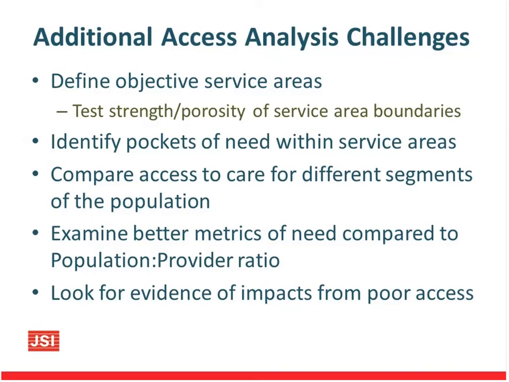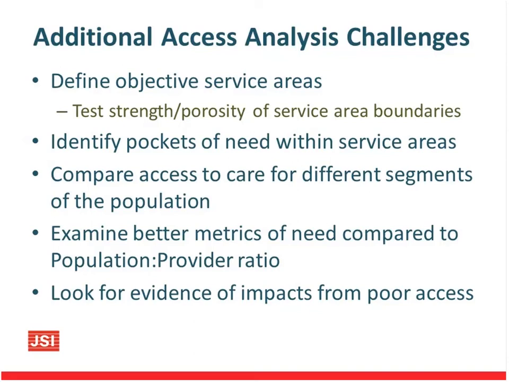You can identify pockets of need within service areas. If you do a county-level service area, that may be a whole bunch of different communities all lumped together, and the population-to-provider ratio assumes everyone in that county has the same level of access to all the providers there. That's obviously not really true, and you can use this kind of analysis to identify those places. Sometimes the neediest areas end up getting pulled apart into multiple other service areas, and that's the shame of doing service areas the way they sometimes are.